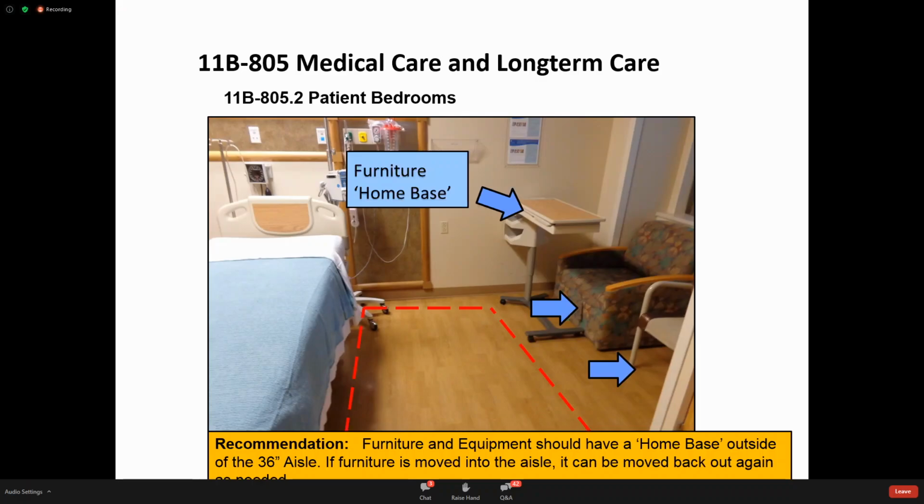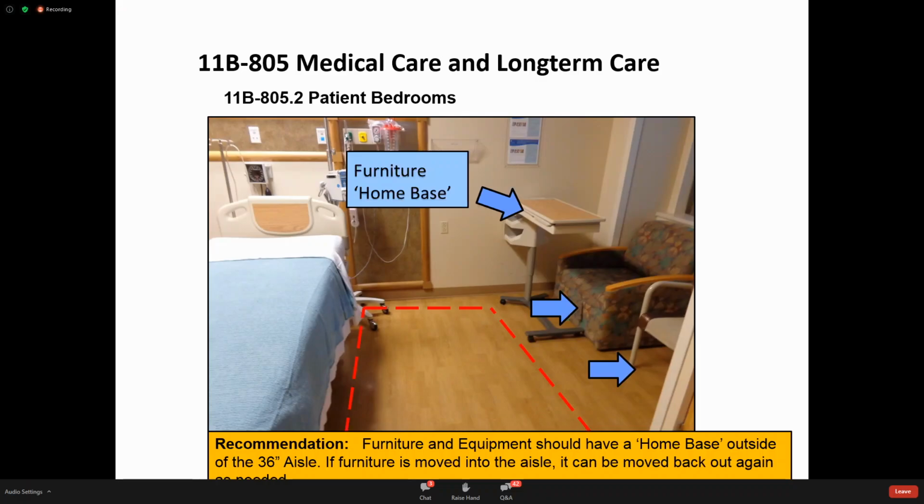Nonetheless, these code sections say what they do, and we're in a weird wrinkle in the code where the code requires a 36-inch aisle alongside of the bed, and the bed itself is on wheels. It's a piece of furniture. So to get around to answering the question, code does not require the home base. That is a term I've made up so that we can process projects in a thoughtful way at Sutter. We need to have, in my opinion, a home base so I know that everything has a place.